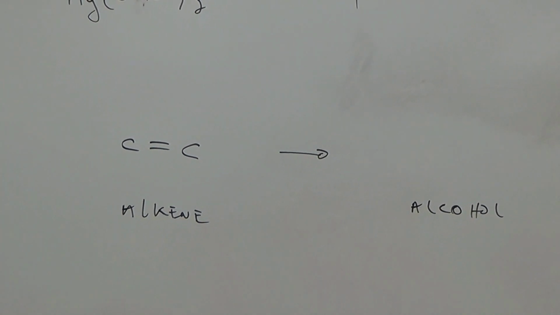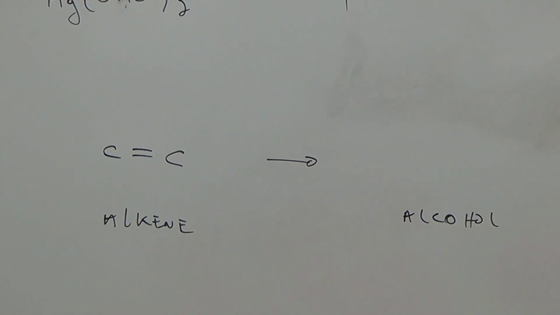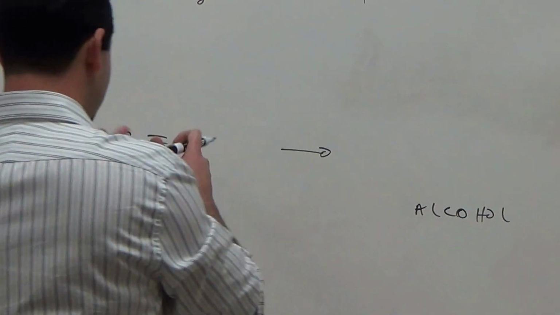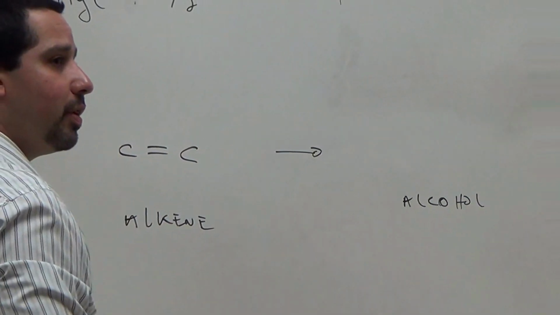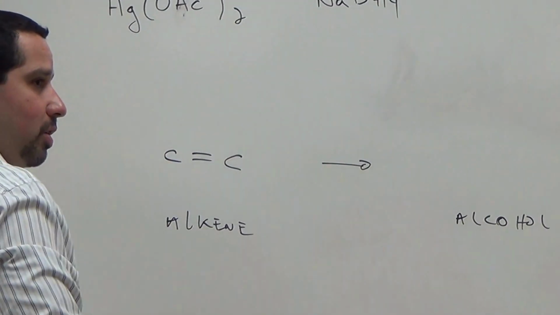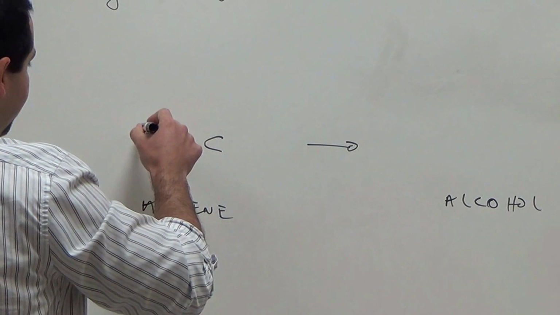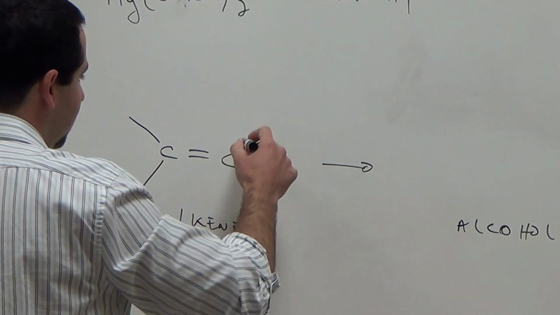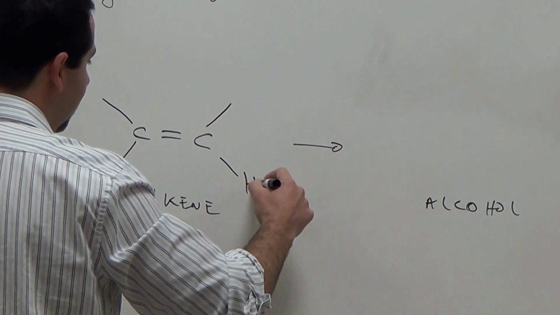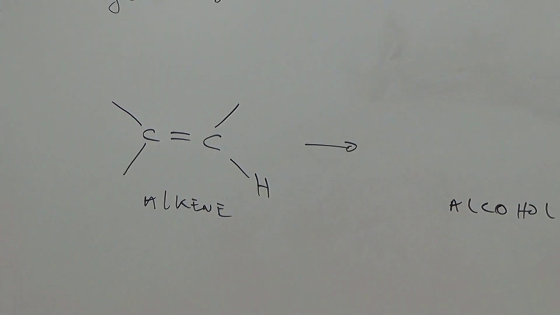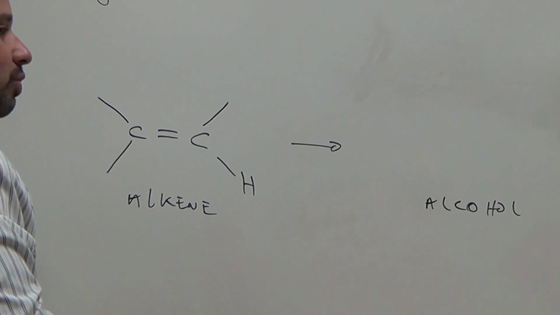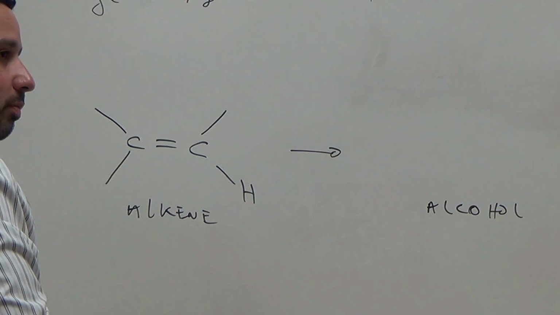It follows Markovnikov addition. So, does this follow Markovnikov addition as I have it here right now? No, as I have it here right now, it's no Markovnikov addition. If I put a CH3 here and a CH3 here and an H here, does this follow Markovnikov addition? Means that the OH is going to go where?